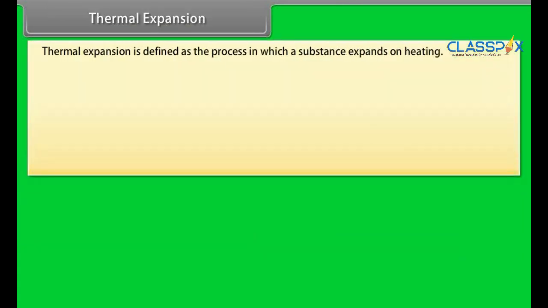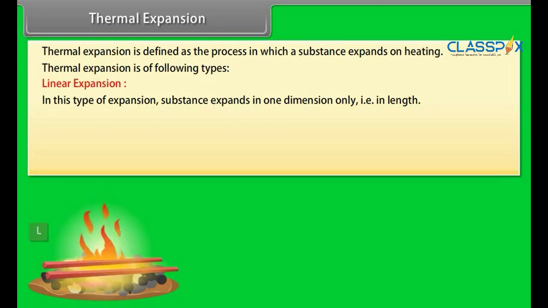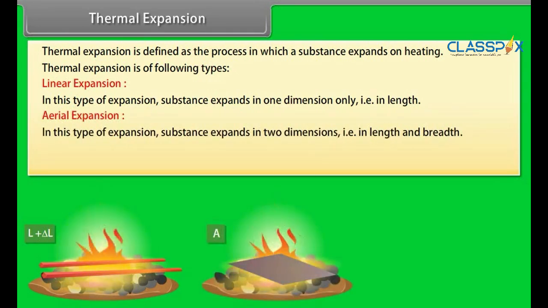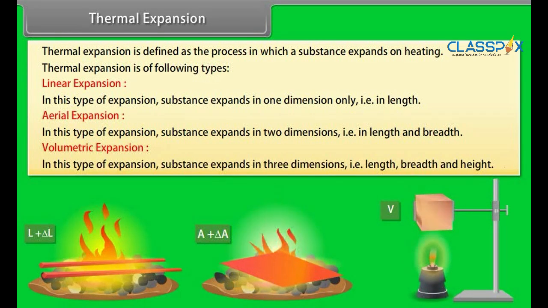Thermal expansion. Thermal expansion is defined as the process in which a substance expands on heating. Thermal expansion is of the following types. Number 1. Linear expansion. In this type of expansion, the substance expands in one dimension only, that is, in length. Number 2. Areal expansion. In this type of expansion, the substance expands in two dimensions, that is, in length and breadth. Number 3. Volumetric expansion. In this type of expansion, the substance expands in three dimensions, that is, in length, breadth and height.